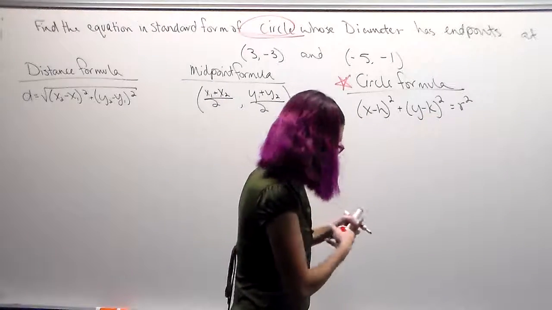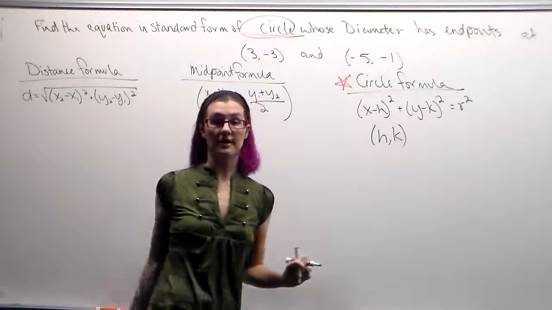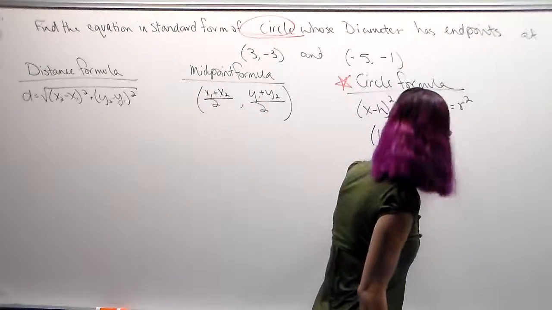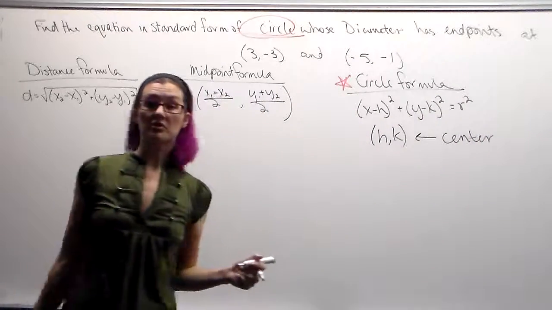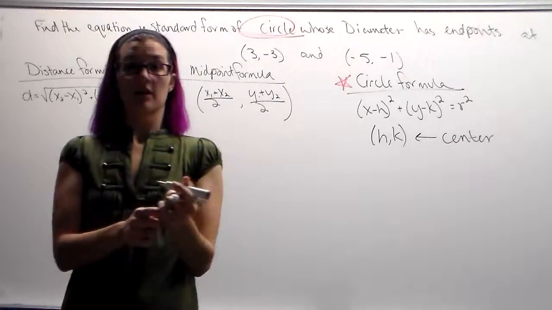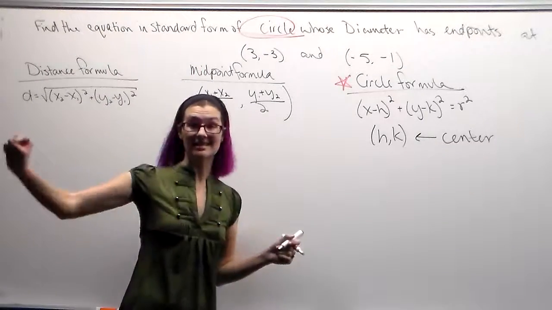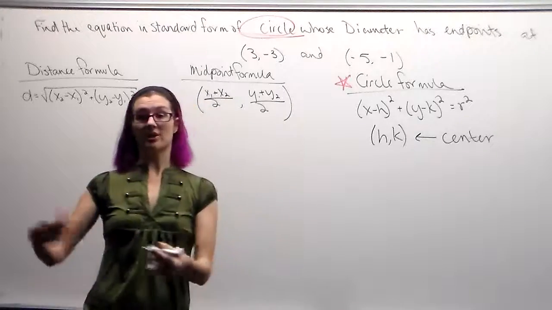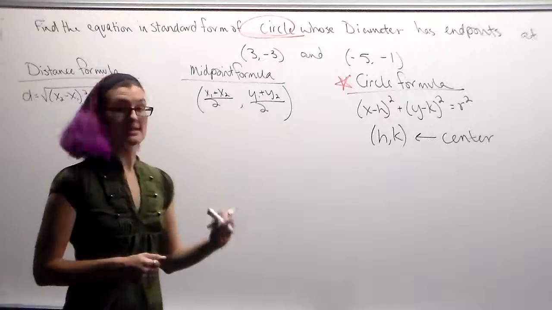What you need to know about the circle formula: h and k is an ordered pair, and that is the ordered pair very specifically of the center. If they give you ordered pairs but they don't say this is the center, then it's not going to be h and k. They would normally say the circle has a center at this point. So we have to be able to find the center.